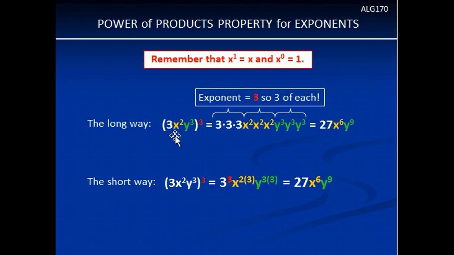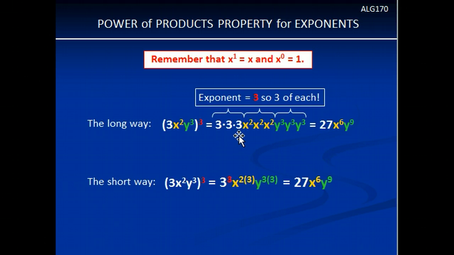I've got x squareds. I've got 3 of those. X squared times x squared times x squared. And I have y to the third. I've got 3 of those. Y to the third, y to the third, y to the third. So there are 3 of each if my exponent outside the parentheses is a 3.